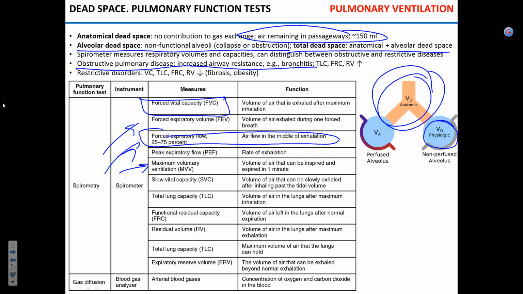Now, volumes like residual volume or vital capacity or total lung capacity will be decreased in people with restrictive disease, say fibrosis or obesity, because it takes up the volume. People cannot expand their chest. Does that make sense to you? So that comparison, basically, the measurements in that particular person versus normal will tell you what kind of lung disease this person has.